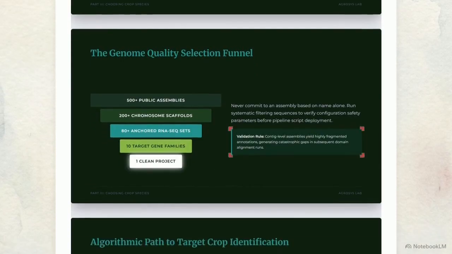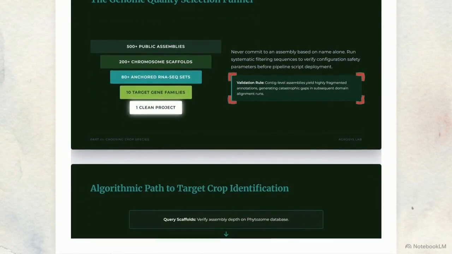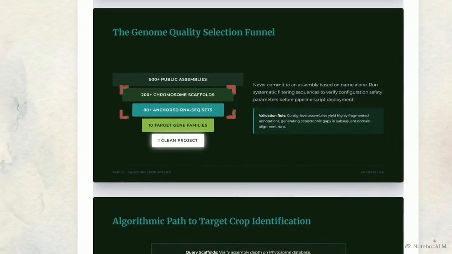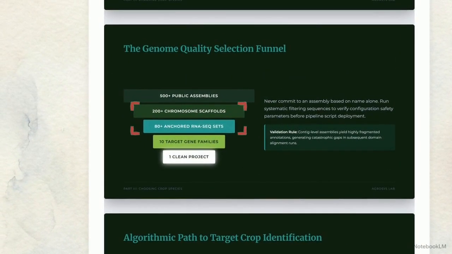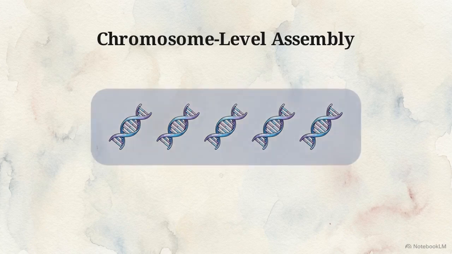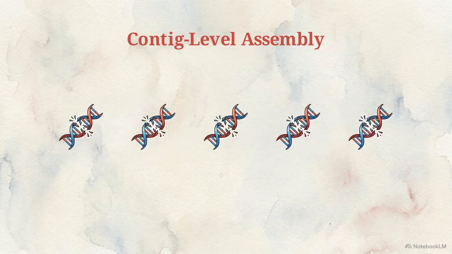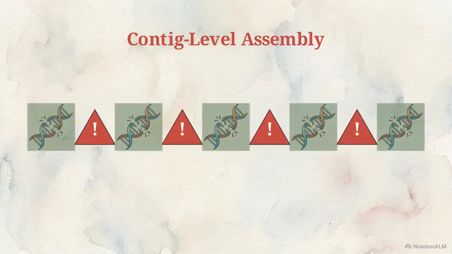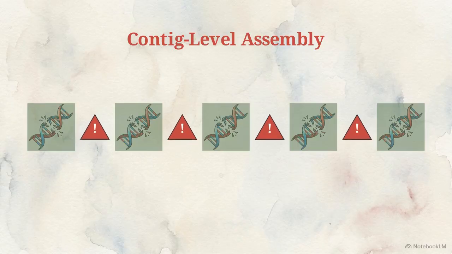To pass the validation rule, your target must survive the filtering sequences, specifically making it through the 200-plus chromosome scaffolds and the 80-plus anchored RNA-seq sets layers. Relying on contig-level assemblies is a critical error. They yield highly fragmented annotations, which generate catastrophic gaps in your subsequent domain alignments.